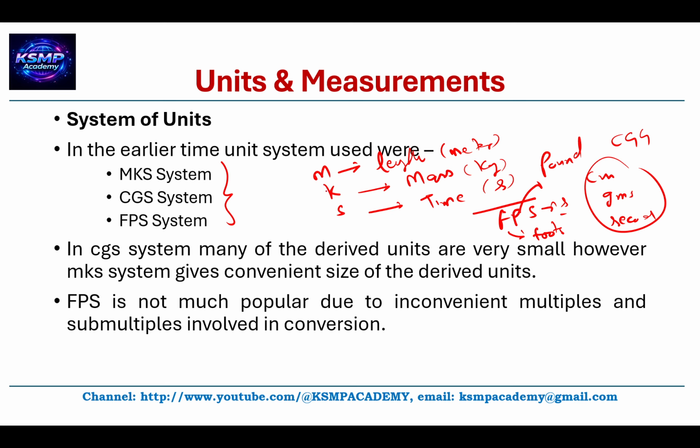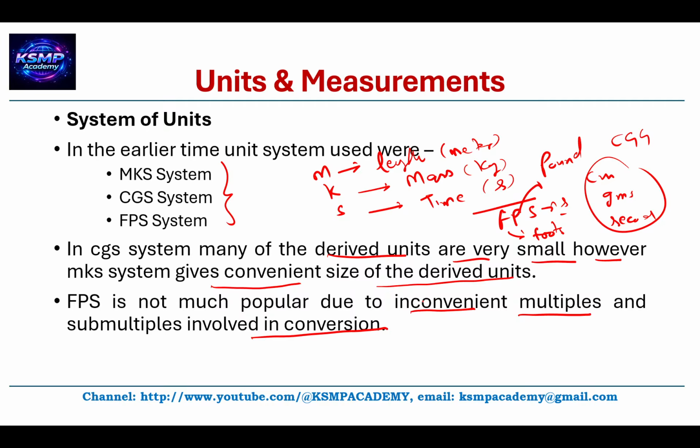Every system has merits and demerits. In the CGS system, many of the derived units can be expressed, but they are very small. However, the MKS system gives a convenient size of the derived units. So the CGS system is not so popular in general, but both systems are used. The FPS system is rarely used. It has inconvenient multiples, and some multiples are involved in the conversion, so generally it is not accepted.